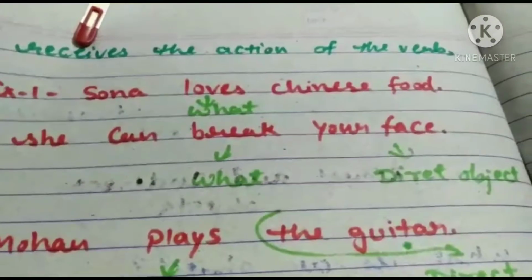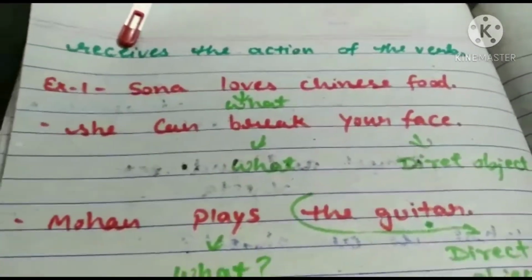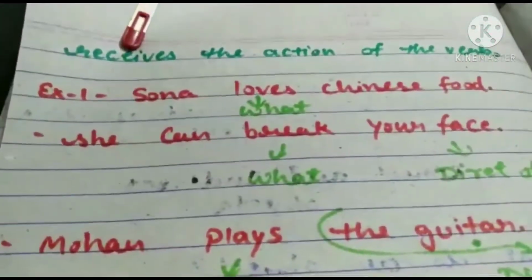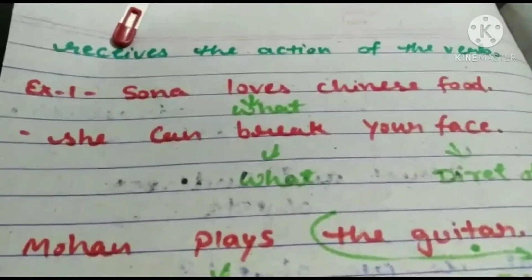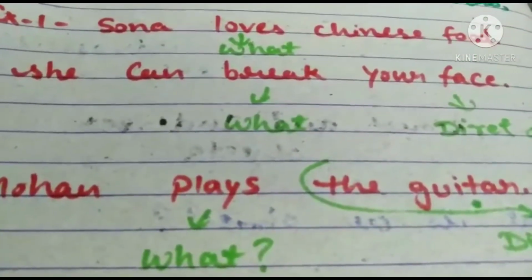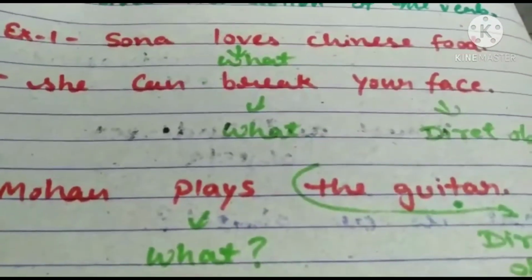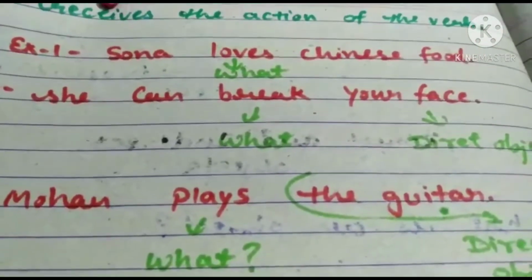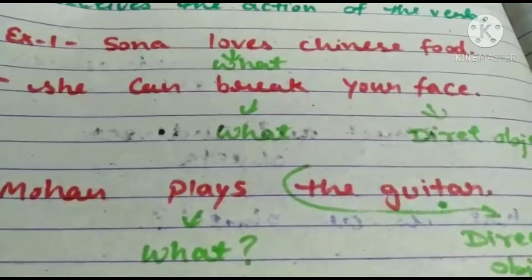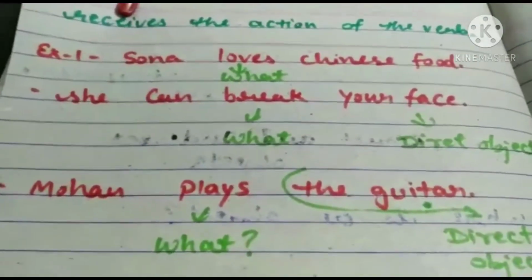What does she love? If you ask the question, you get your direct object, which here is Chinese food. What receives her love? Chinese food. So Chinese food is our direct object.